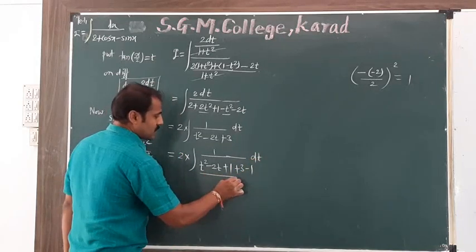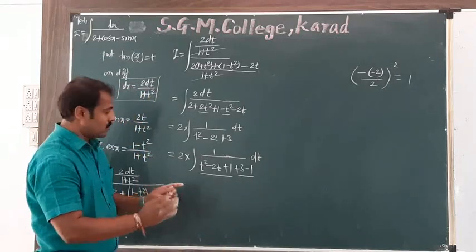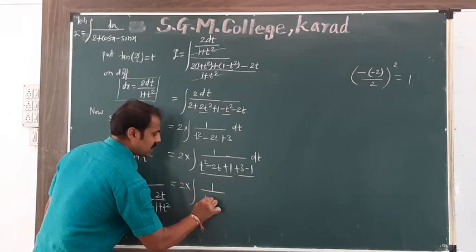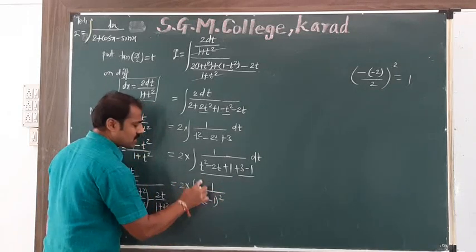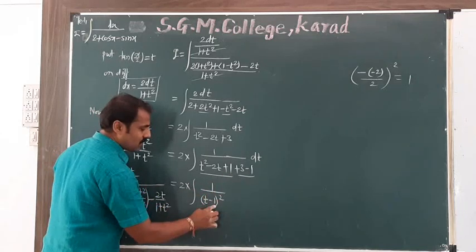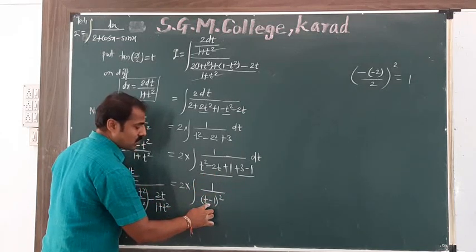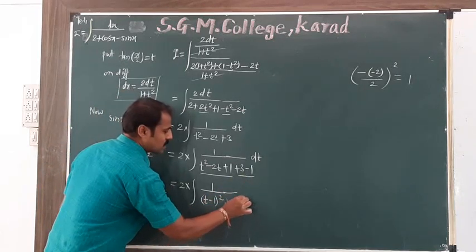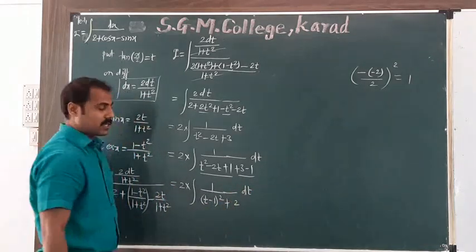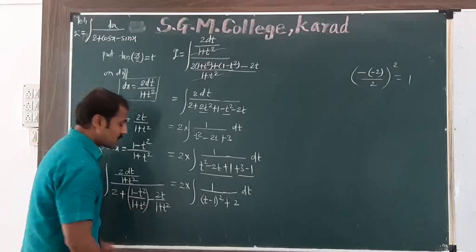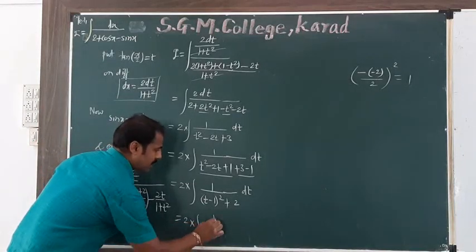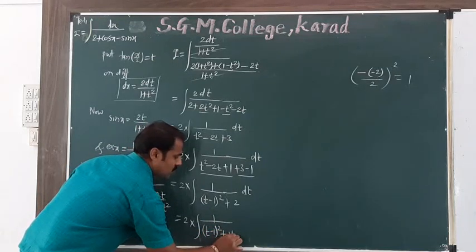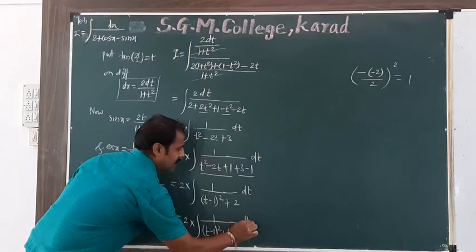Here we take groups of 3 and 2. The first three terms are a perfect square of t minus 1, bracket square, since the first term is the square of t, the third term is the square of 1, and the middle sign is minus. And 3 minus 1 is plus 2. Here one term is a variable square and the second term is a constant square. So 2 into integration of 1 upon t minus 1 bracket square plus root 2 bracket square dt.